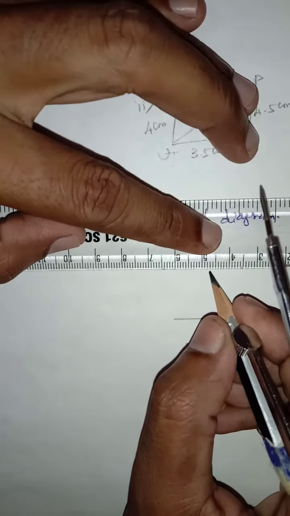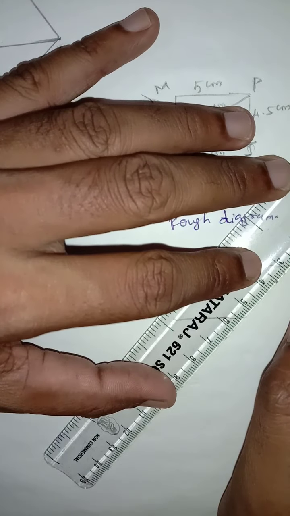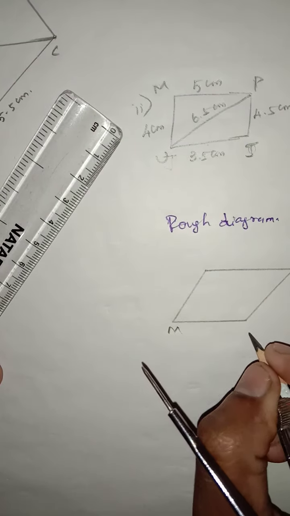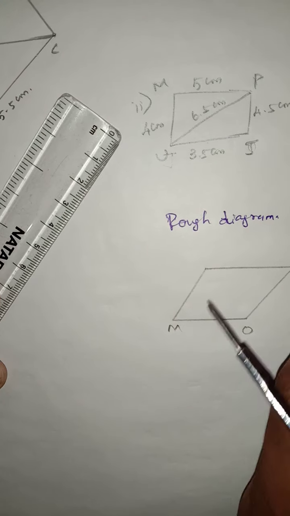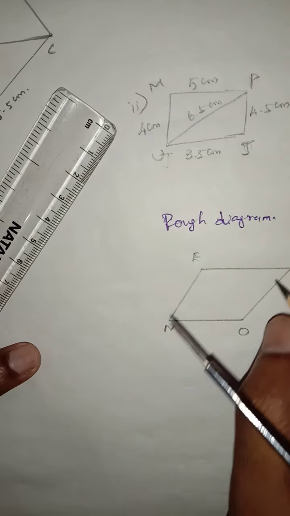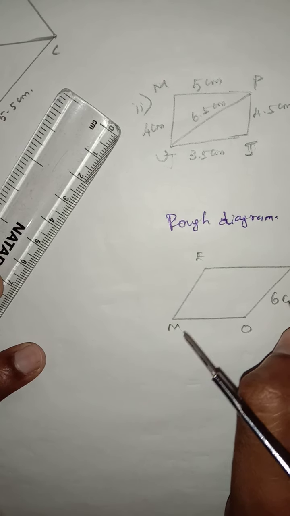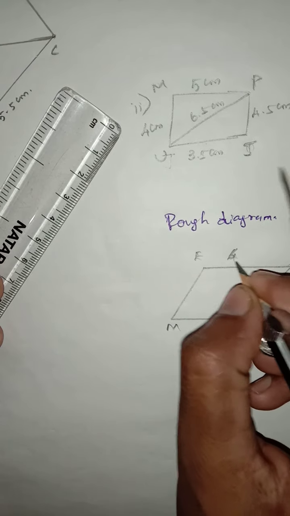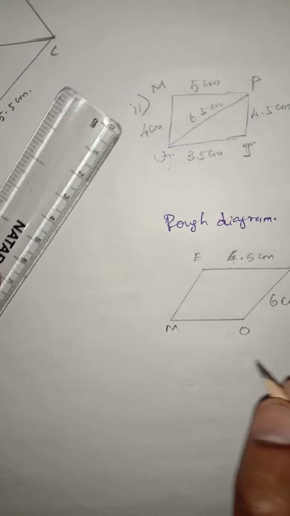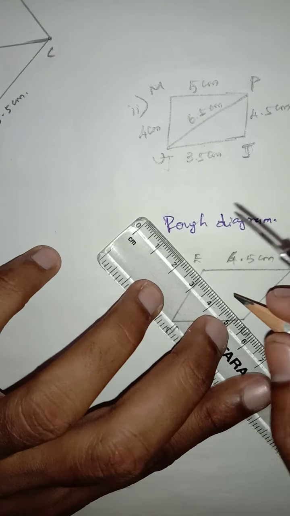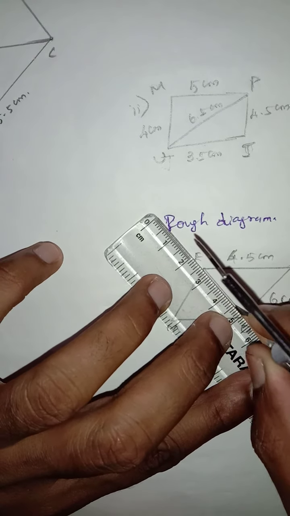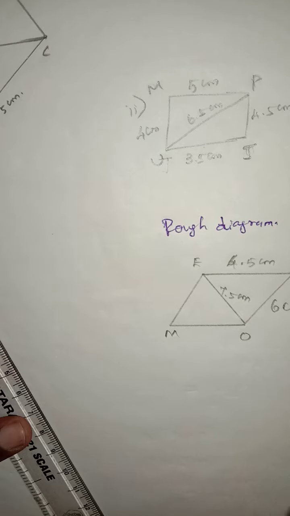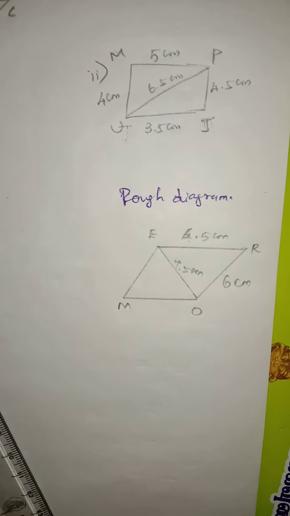So they ask us to draw a parallelogram whose name is MORE. M-O-R-E, MORE. OR is 6 centimeter. RE is 4.5 centimeter. And EO is 7.5 centimeter. This is the rough diagram.